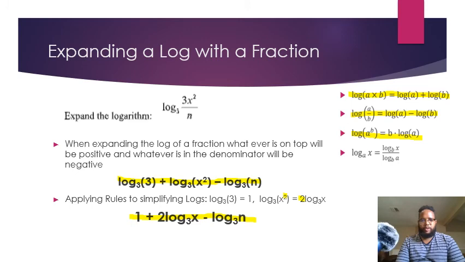And then this would turn into this, where the positive log expressions would end up in the numerator, the 3 and the x squared, and the negative would end up in the denominator, so that's divided by n. And what you'll notice is in order to do this, the bases would all have to be the same. That's why we changed the 1 into log base 3 of 3, so that we have log base 3 of everything.